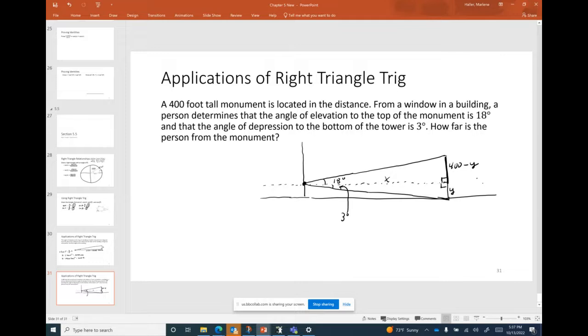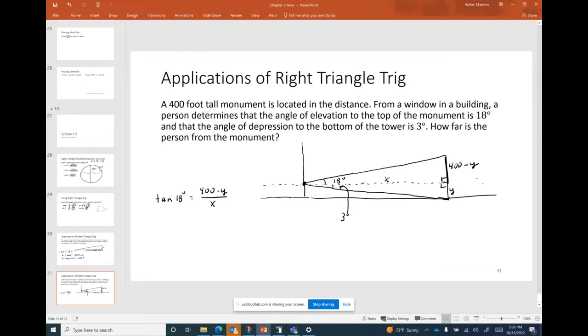Now let's see if we can write some trig functions. I'm not going to go with sine or cosine because I'd have to find the hypotenuse first, and I don't need it for the tangent, so I'm going to use the tangent. Let's do the angle in the upper triangle first. The tangent of 18 degrees is the opposite over the adjacent. The opposite side is 400 minus y, and the adjacent side is x.